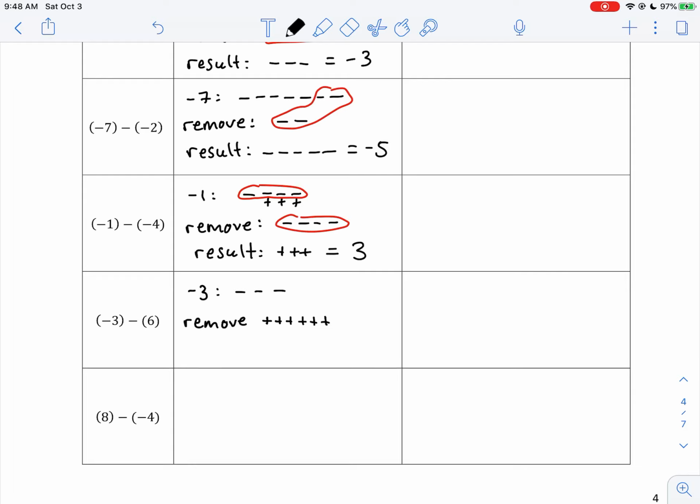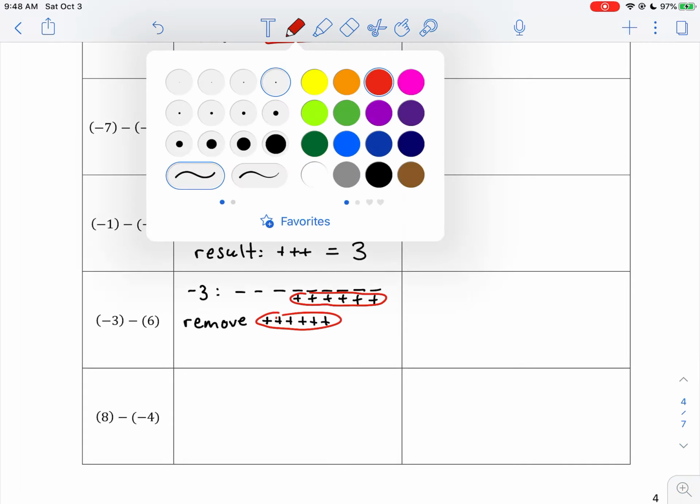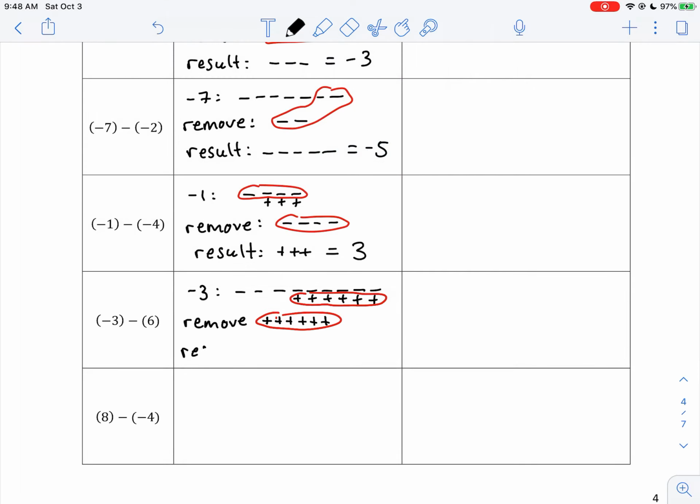Well, we're going to have to add 6 0 pairs then to do this, right? So here's 1 0 pair, 2 0 pairs, 3 0 pairs, 4, 5, 6. Now I have a representation of -3 that does have 6 pluses that I can remove. So we're going to remove those 6 pluses, and then what's going to be left over? A total of 9 negatives. Right, so the result is going to be 1, 2, 3, 4, 5, 6, 7, 8, 9. So -9.